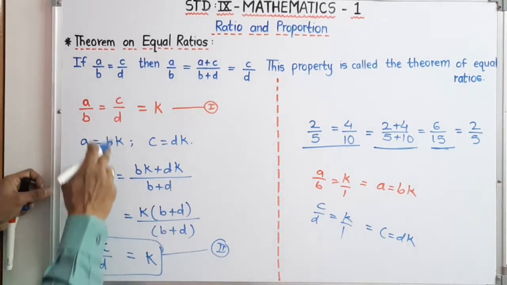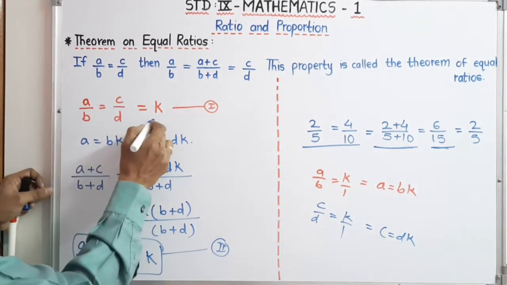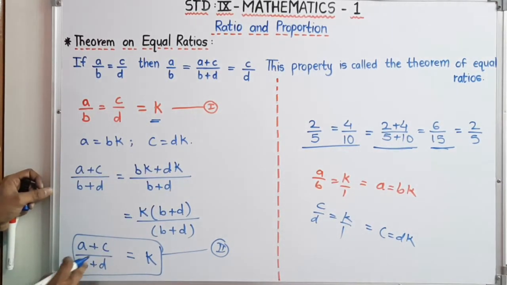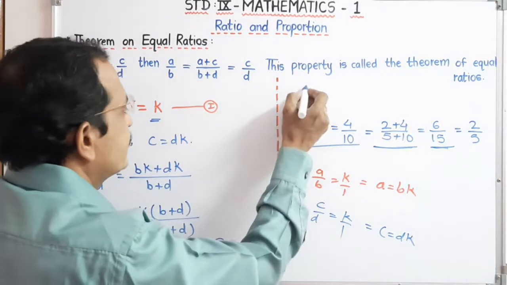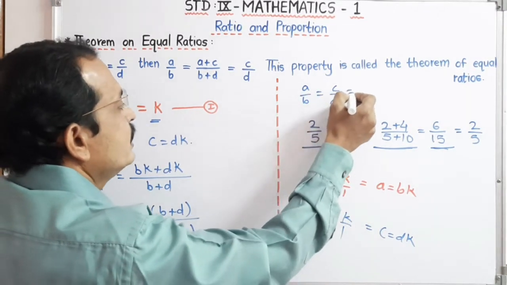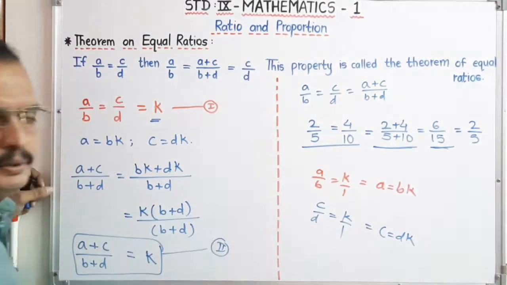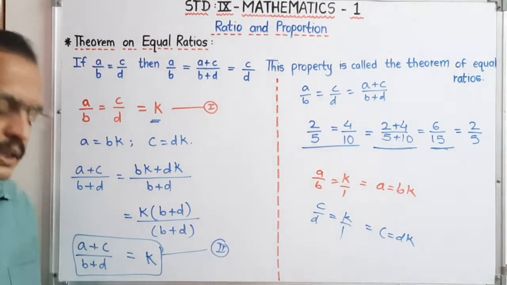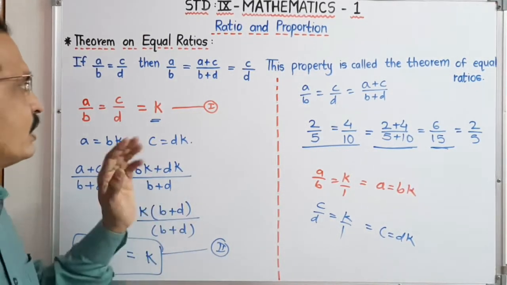Now observe statements first and second. A upon B is equal to C upon D is K. (A plus C) upon (B plus D) is also equal to K. Therefore, from first and second, we say that A upon B is equal to C upon D is equal to (A plus C) upon (B plus D). Got it, dear student? This theorem is known as the theorem on equal ratios.